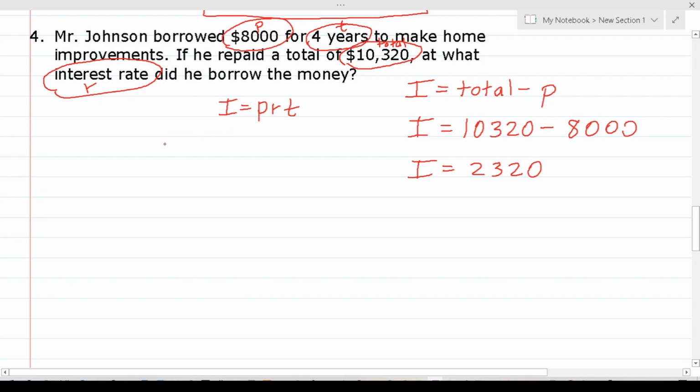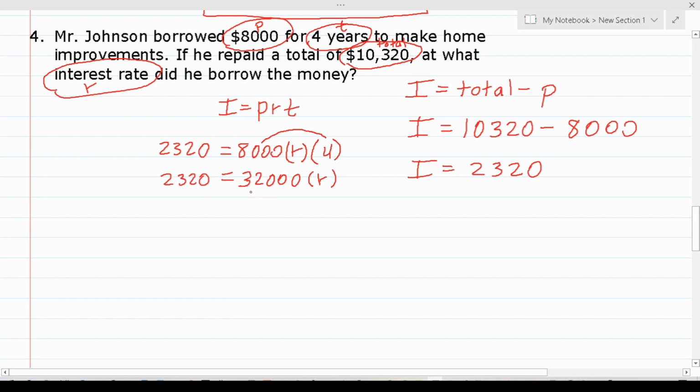Again, interest is $2,320 equals principal, 8,000. R is what we're trying to figure out, so we'll leave that as R. And T is time, and we said that was 4 years. So let's go ahead and try to get R by itself. Before I do that, I'm going to do 4 times 8,000. Again, 4 times 8 would be 32. Therefore, 4 times 8,000 is 32,000. Of course, this is times R equals 2,320.